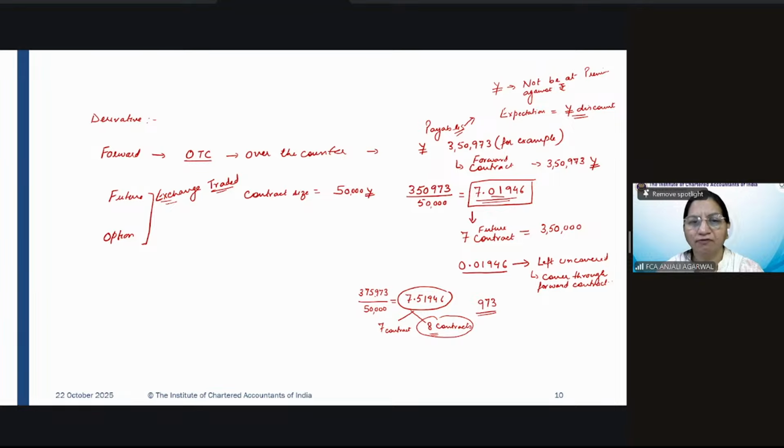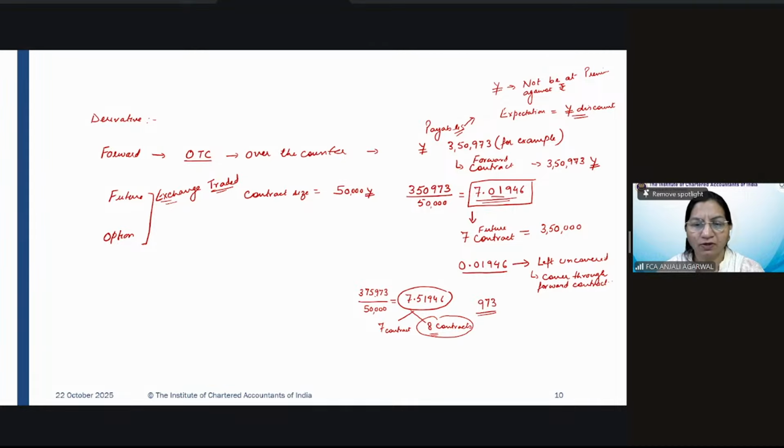100%. If the fraction is negligible, you can ignore it. For example, if it was 7.01946, you ignore it and go for 7 contracts. And if the fraction had been 7.998 something, you could go for 8 contracts, a little above the exact amount of currency you have to cover. However, if it is 7.5 something or 7.4 something, it is your decision. You can go for 7 contracts and leave yourself uncovered for a small part, like 25,973 in this case.